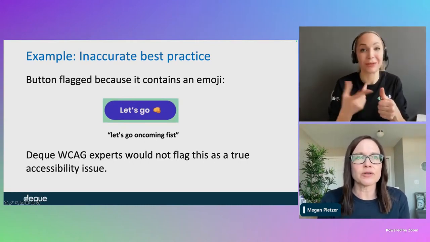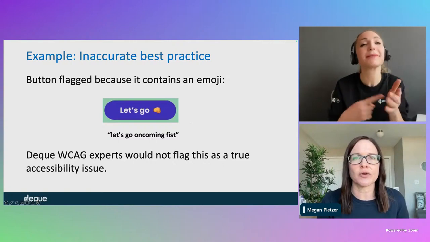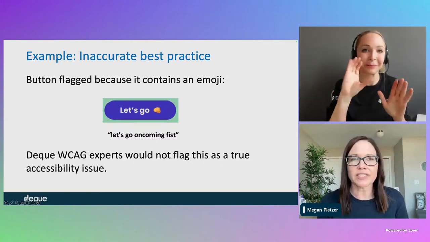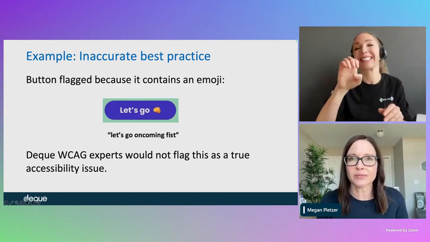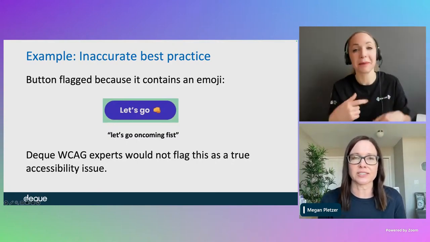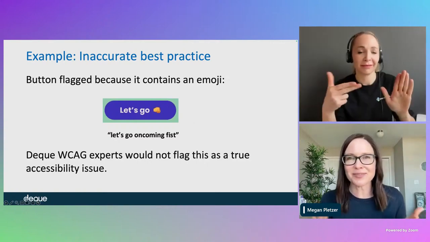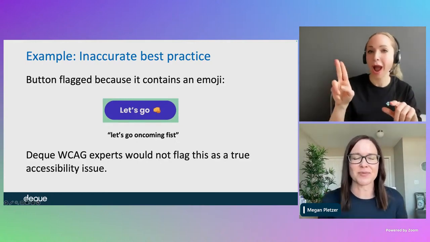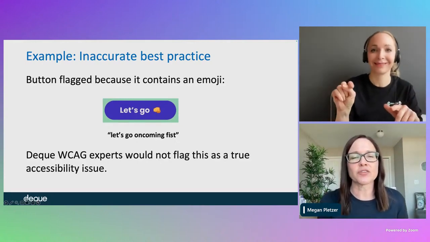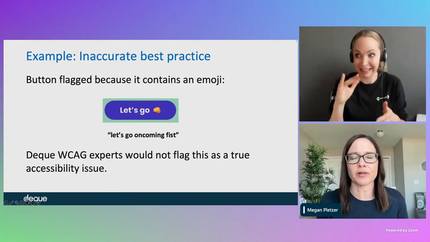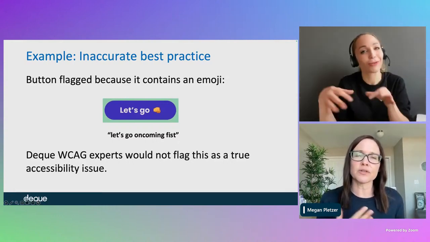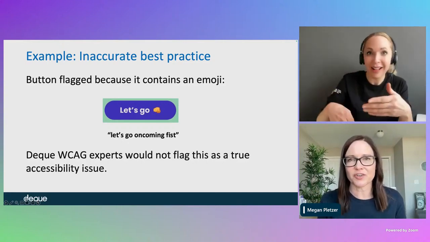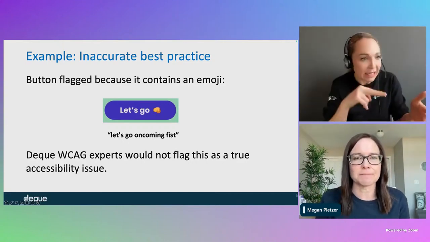So you might have a rule set that flags a button because it contains an emoji. We've got a let's go button shown with a fist bump emoji. And our experts here would not flag this as an accessibility issue. It actually gets read aloud as let's go oncoming fist. Oncoming fist might seem a little scary, but if you're used to listening to emojis out loud, it's really just accurately describing what you're seeing there on screen. And so this really isn't an accessibility problem for people. So if a tool is giving you this as a result, you either waste your time fixing it or you spend mental energy ignoring it every time it comes up in the result set.